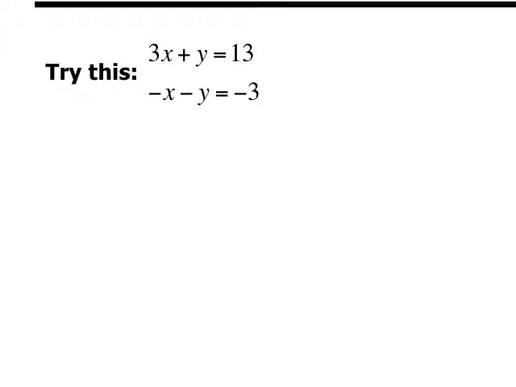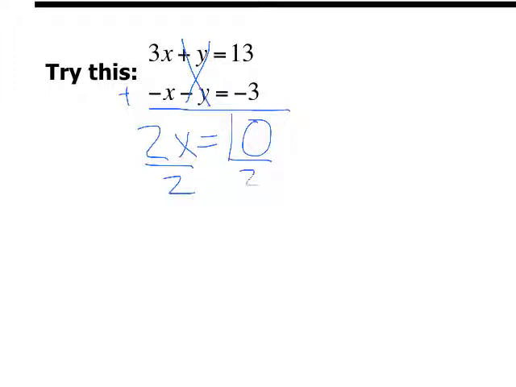Okay, so you can see I have a positive 1y and negative 1y, so those are going to eliminate when I add down. So 3x minus 1x would leave me with 2x. 13 minus 3 leaves me with 10. Now I can easily solve what's left. So I divide both sides by 2, and x equals 5.